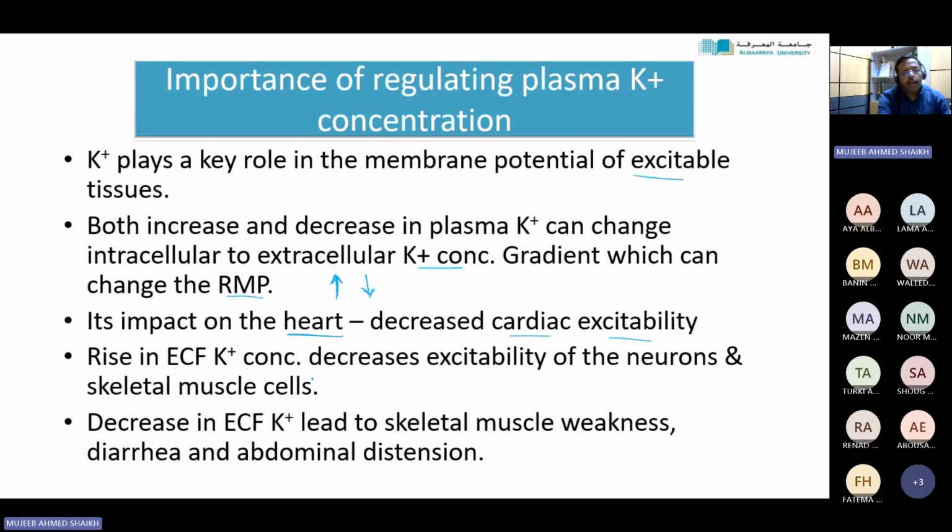Rise and also fall in potassium both cause a decrease in cardiac excitability. Rise in potassium concentration decreases the excitability of the neurons and the skeletal muscle also. So this will lead to weakness of the skeletal muscle. If the person is having excessive potassium ions, muscle weakness is found in that person, and there may also be symptoms of diarrhea and abdominal distension.